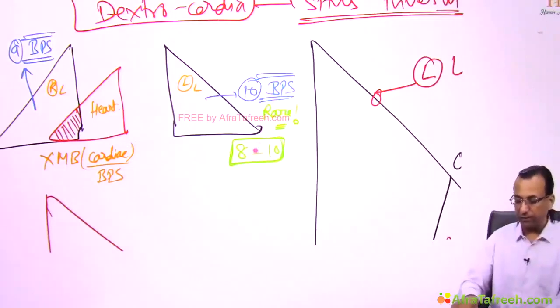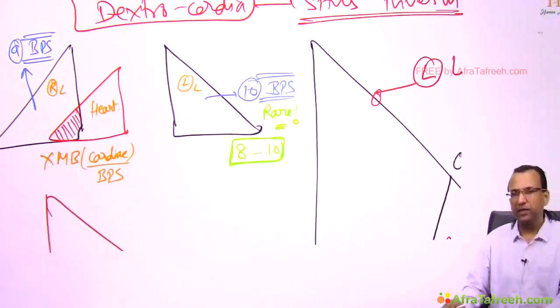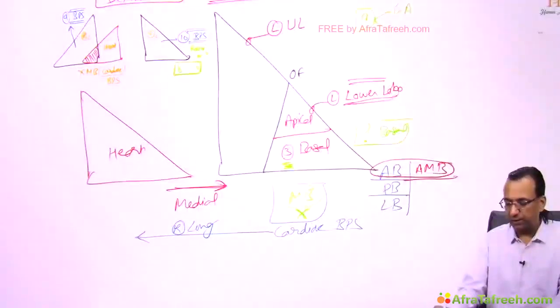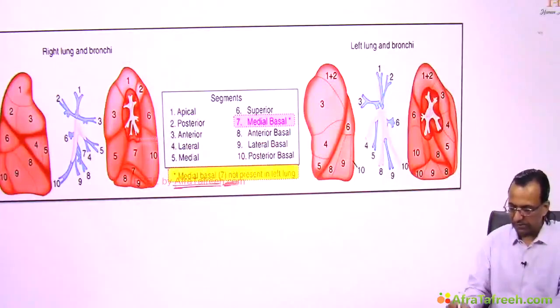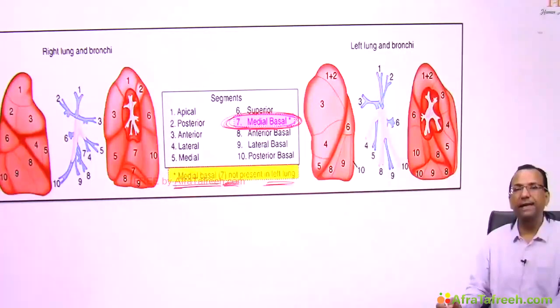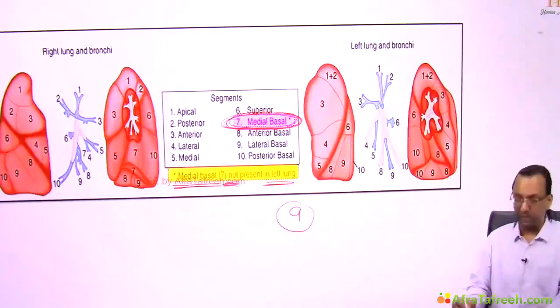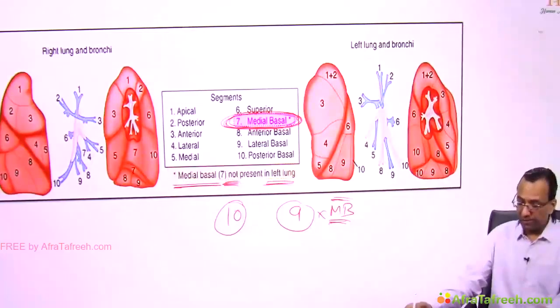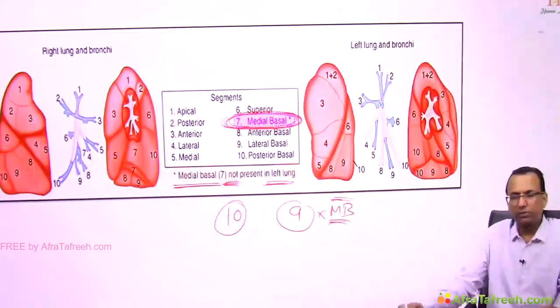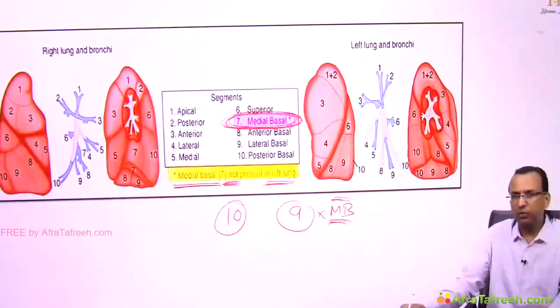So what should I answer if somebody asks me how many BPS in the left lung? I told you, 9. Which book is telling 9? One is Gray's Anatomy, the other is Schwartz surgery. Can we see some diagram of Gray's Anatomy or Schwartz surgery? I'll show you. This is the diagram. It is telling that medial basal is not present in the left lung. So how many in the left lung? 9. And how many in the right lung? 10. Which is missing? Medial basal. This was the discussion. So medial basal is not present in the left lung. This is the usual population pattern.